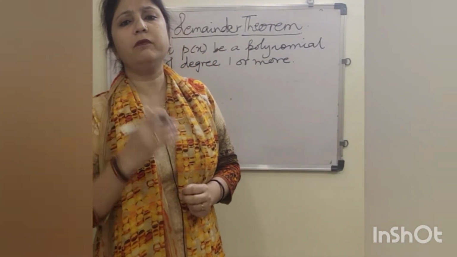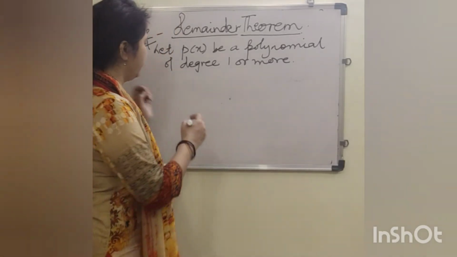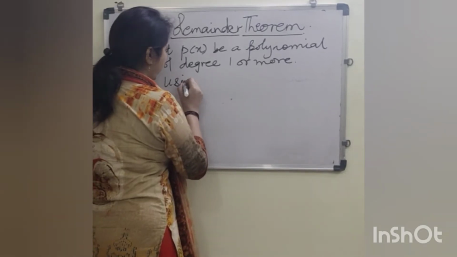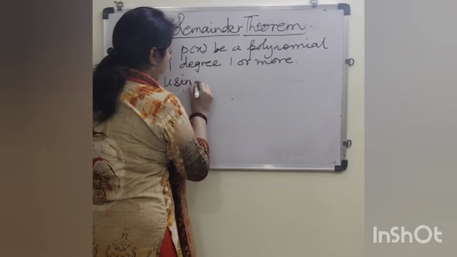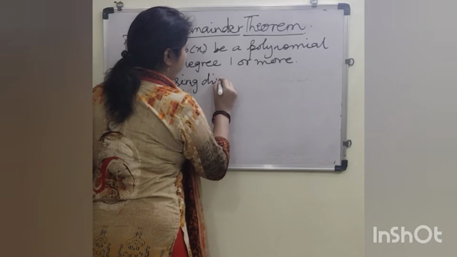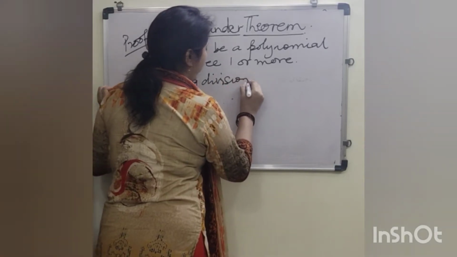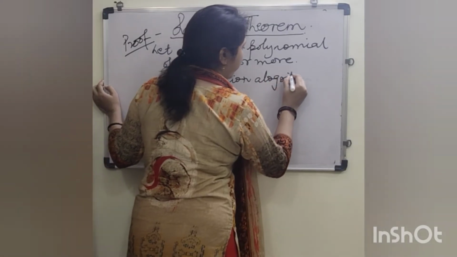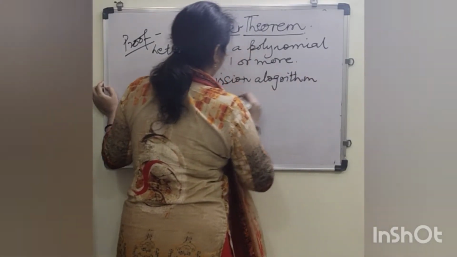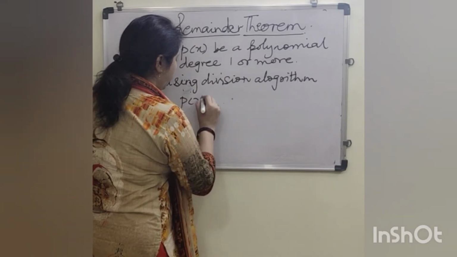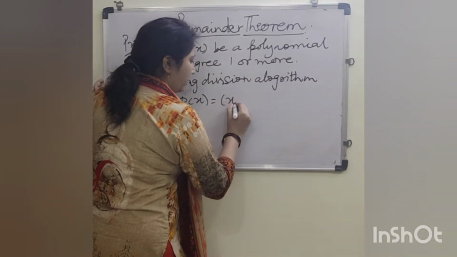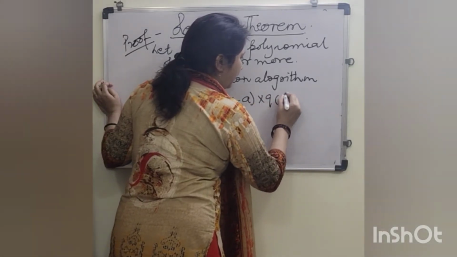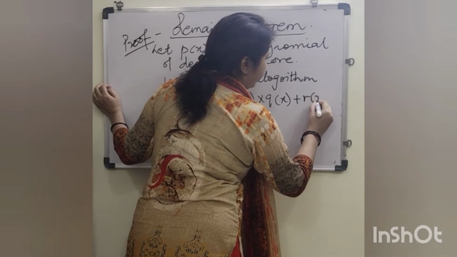Let's write the same thing using the division algorithm. Then, using the division algorithm, p(x) is equal to the divisor, that is x minus a, multiplied by the quotient, plus the remainder.